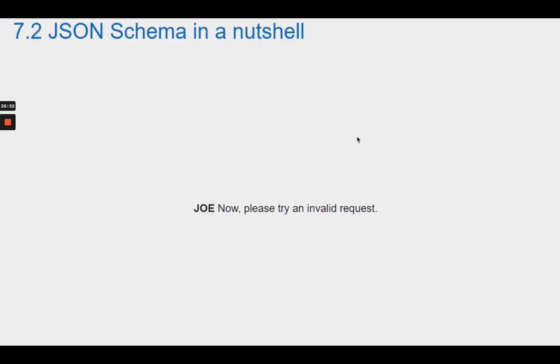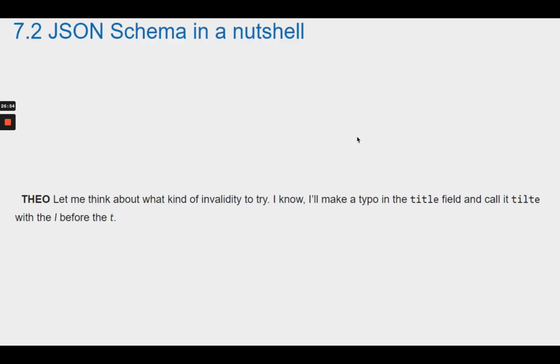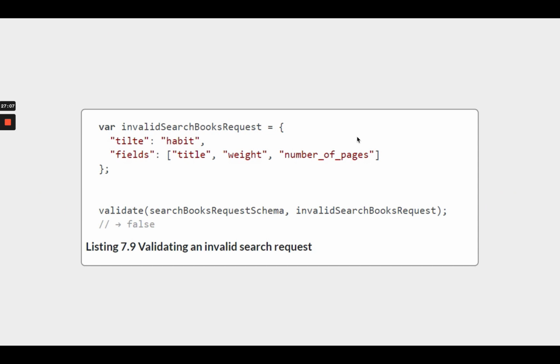Joe: Now please try an invalid request. Theo: Let me think about what kind of invalidity to try. I know, I'll make a typo in the title field and call it tilde with the L before the T. As expected, the code with the typo returns false. Theo is not surprised, and Joe is smiling from ear to ear.